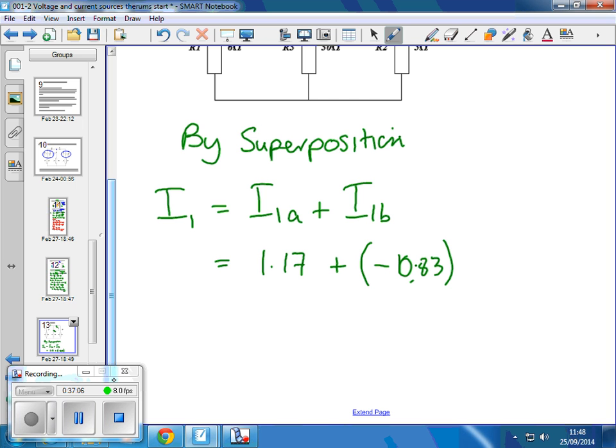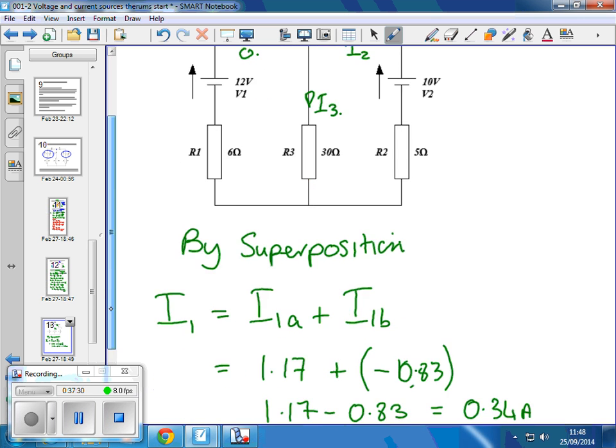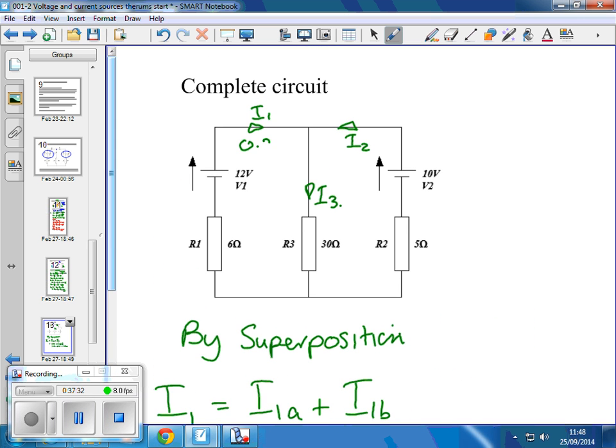1.17, must make sure you get these plus minus 0.83. So it's actually 1.17 minus 0.83, which equals 0.34 amps. So we can put that on the diagram. I1 is 0.34 amps. The direction is correct, because it's come out positive.